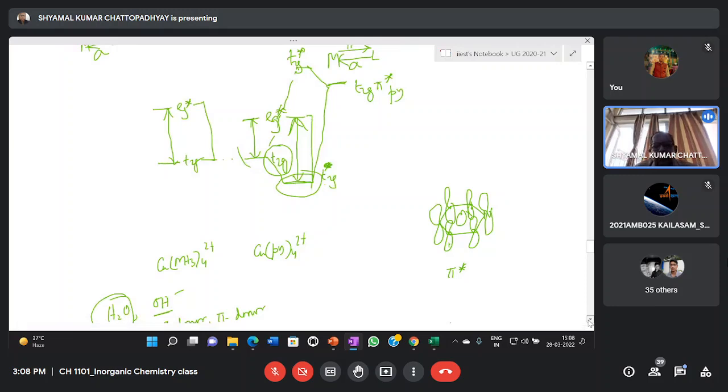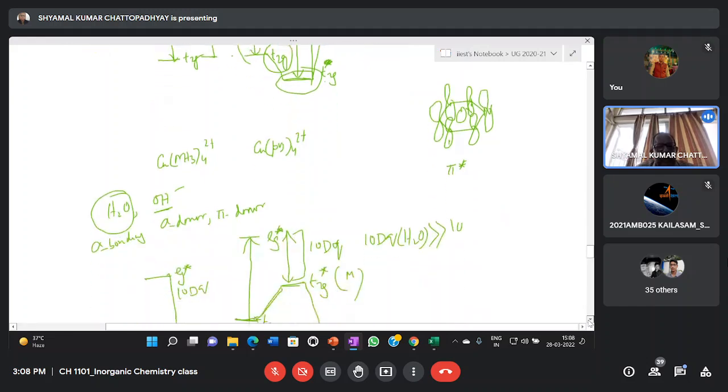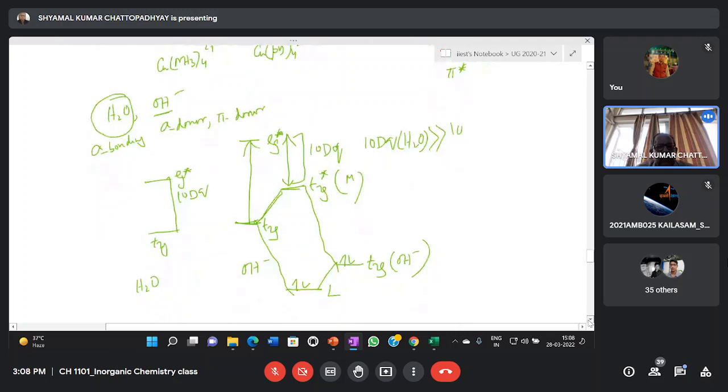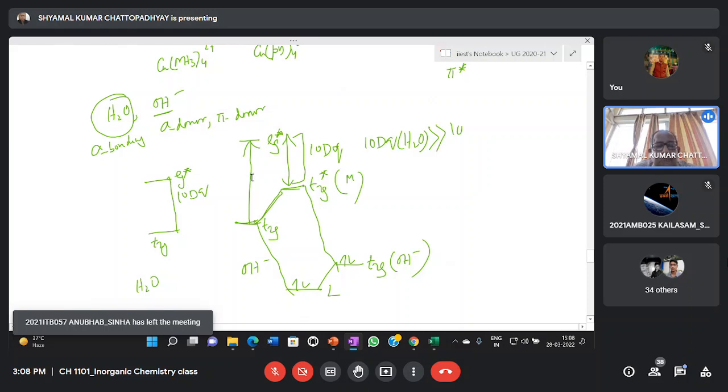Very often a question comes in the exam about the pyridine-ammonia anomaly or the water-hydroxyl ion anomaly. You should consult any book and you can get it. Here also I have considered water and hydroxyl ion. Suppose this is the t2g-eg gap for water, and this is the t2g-eg* gap for hydroxyl ion without taking into account the pi bonding.